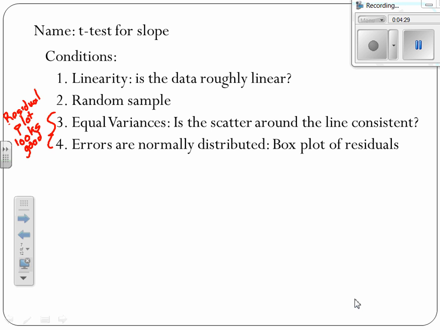Let's move forward. Okay. So there's our test statistic. So b is going to come from our prediction equation, our line of best fit.